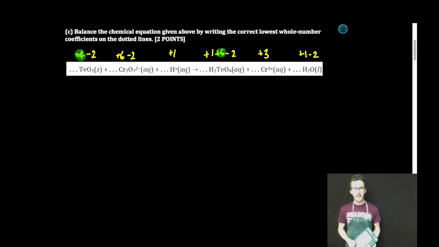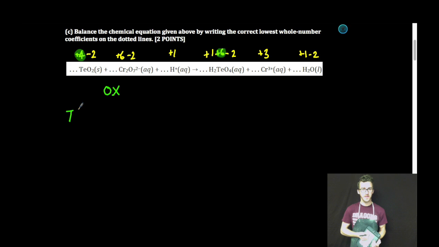Let's do part C. It says, balance the chemical equation given above by writing the correct lowest whole number coefficients on the dotted lines. We've got a redox reaction in acidic solution. So first thing we're gonna do is split this reaction into its two half reactions. We've already identified that it's the tellurite that's being oxidized to form telluric acid.